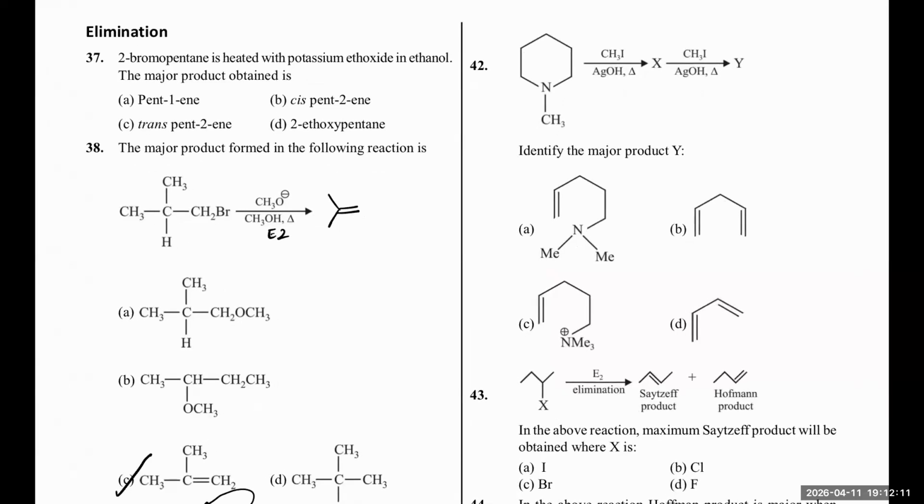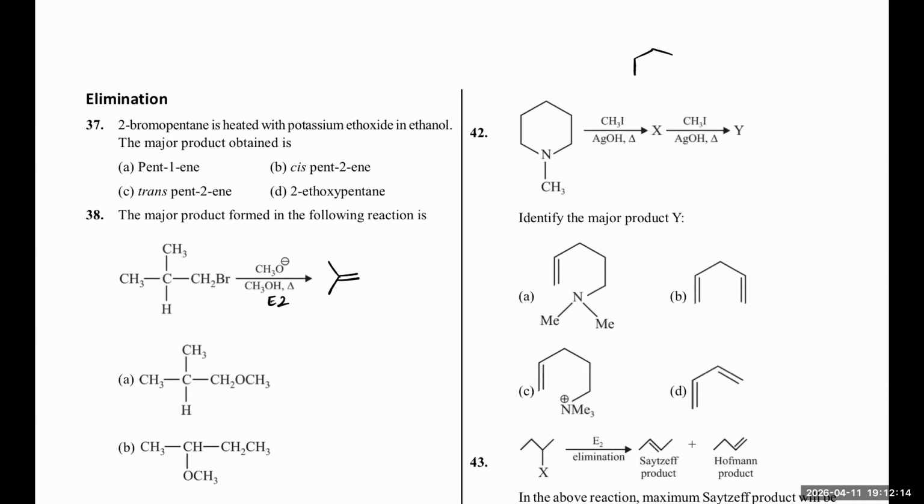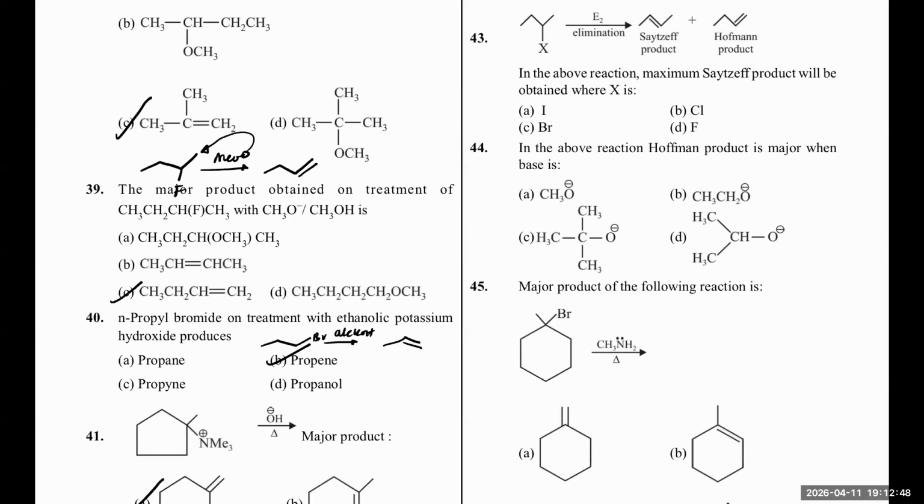Check the same logic in 42 also. First, Hoffman exhaustive methylation. So first we will get methyl and methyl here, plus charge here. Then OH minus can eliminate from here, the bond will go away. The base will take H plus from here. So this is how the elimination will happen: double bond here with N and two methyl. Further methylation will give you this group, and from here the bond will break. Hydrogen from here will go away, a double bond will come. So B will be the product. Okay. Next.